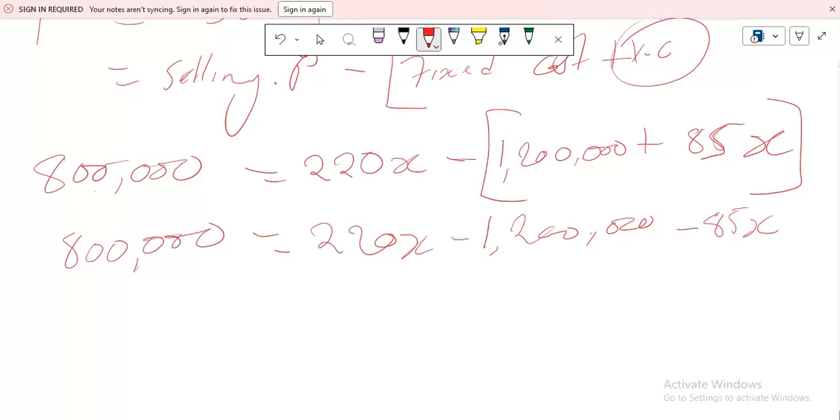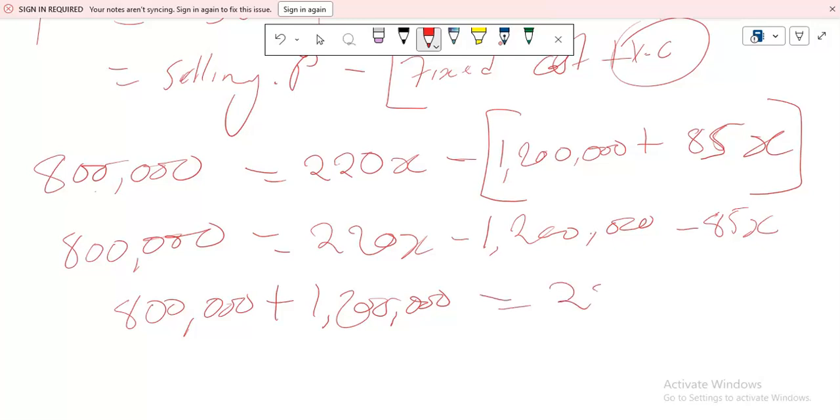Let's not forget it. Alright, being where we are, we can group the like terms, isn't it? We can group the like terms. So this negative 1,200,000 can cross over the equal sign. So you are then going to have 800,000 plus 1.2 million should be equal to 220x minus 85x. So we have grouped the like terms here.